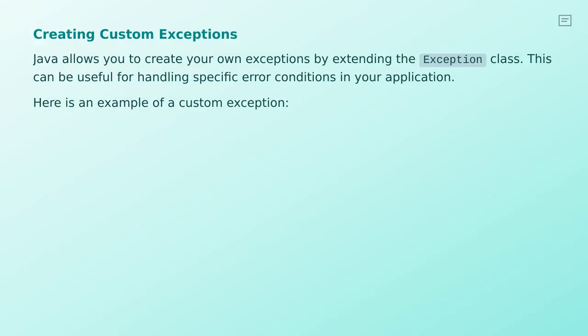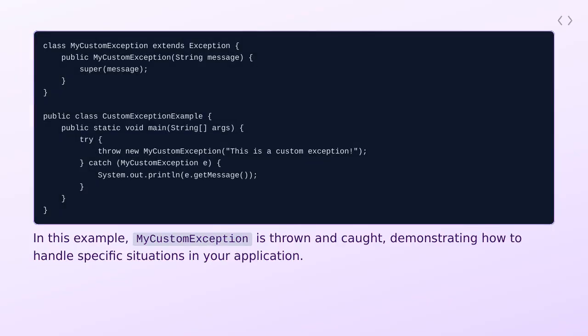Now we're on creating custom exceptions. Java allows you to create your own exceptions by extending the Exception class. This can be useful for handling specific error conditions in your application. Here is an example of a custom exception. This slide introduces a class definition. Study the structure in the code sample. In this example, my custom exception is thrown and caught, demonstrating how to handle specific situations in your application.